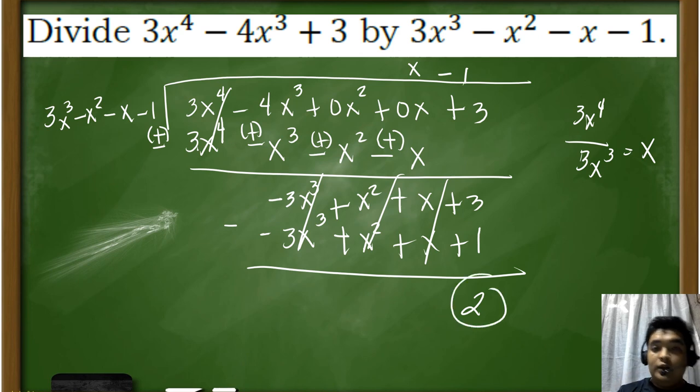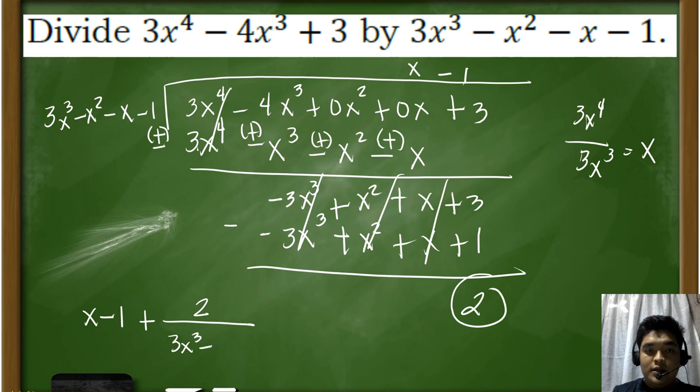So in writing your final answer, our quotient is x minus 1 plus the remainder over the divisor, 3x cubed minus x squared minus x minus 1. Okay, so that's our last example in long division. You can replay our examples.